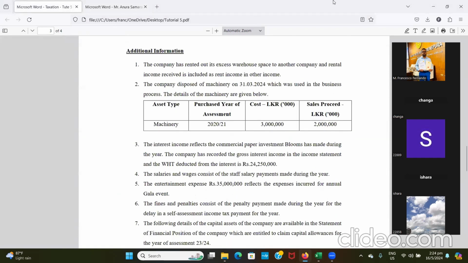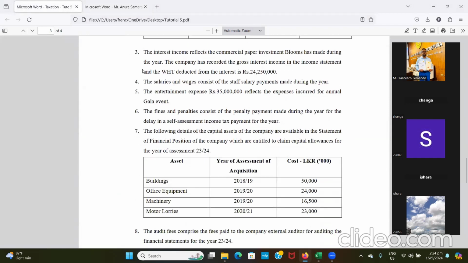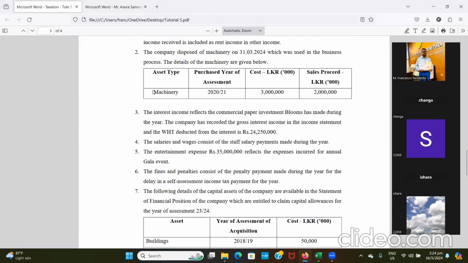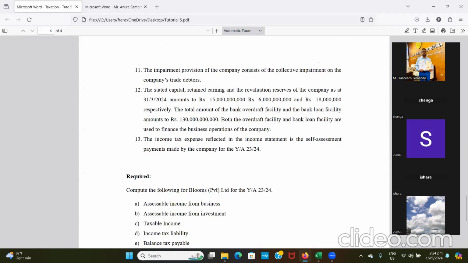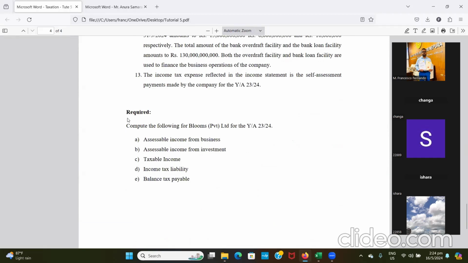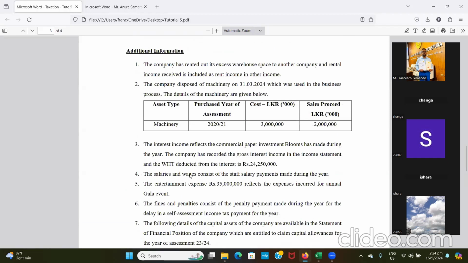I would like someone to read the additional information first. I'll give 2 minutes if someone can read the additional information for everyone to get an idea regarding the sum. Who can read them? And first of all, you must always see the requirement. These are the requirements, and then we can move to the additional information. So can someone read those?